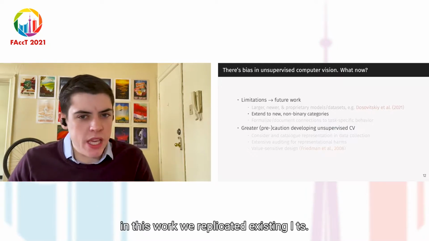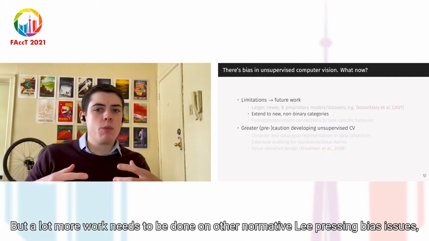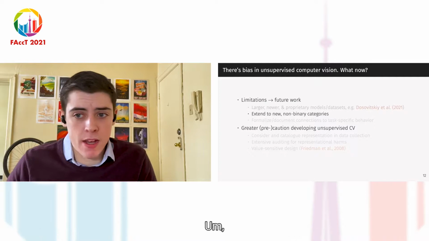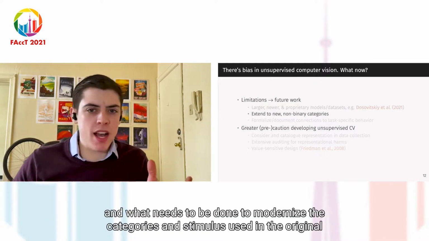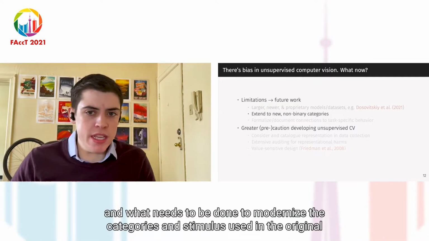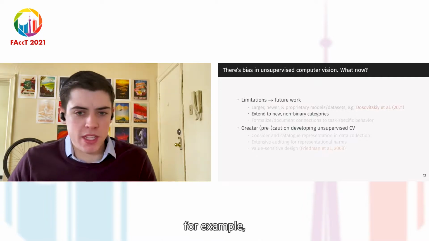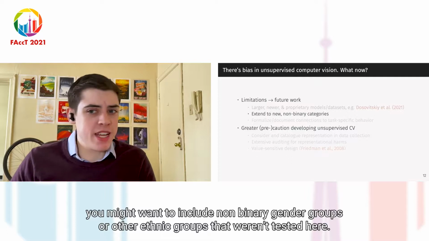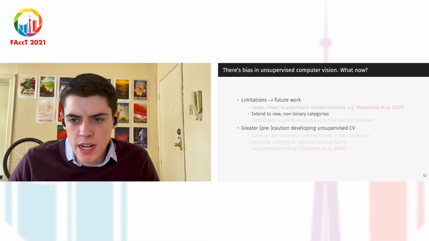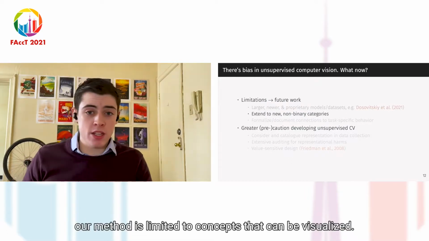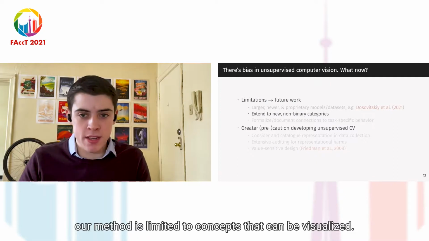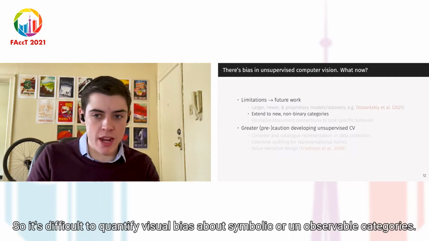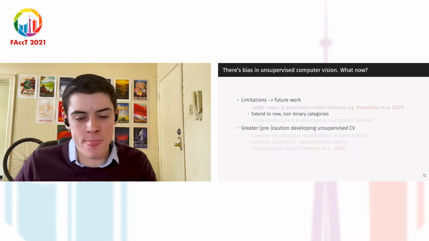Secondly, in this work, we replicated existing IATs, but a lot more work needs to be done on other normatively pressing bias issues. And work needs to be done to modernize the categories and stimuli used in the original IATs. For example, we might want to include non-binary gender groups or other ethnic groups that weren't tested here. And of course, our method is limited to concepts that can be visualized. So it's difficult to quantify visual bias about symbolic or unobservable categories. That remains an open problem.